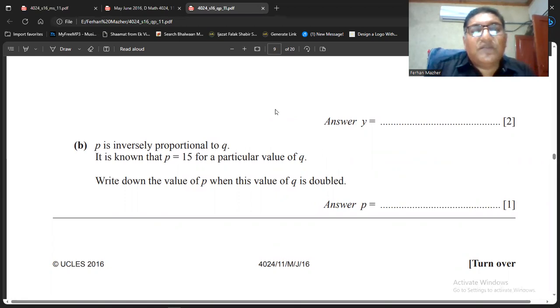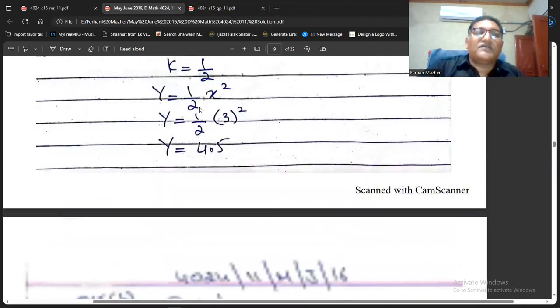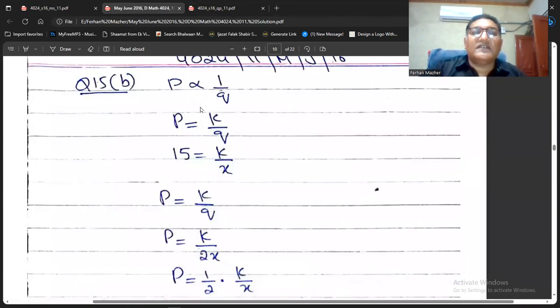Write down the value of the P when this value of the Q is doubled. When the Q will be 2X, what will be the value of the P? Okay, so let me show you. I have done this. So P is proportional to 1 by Q.